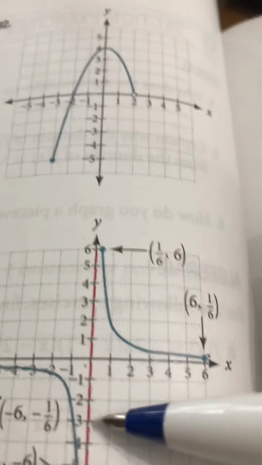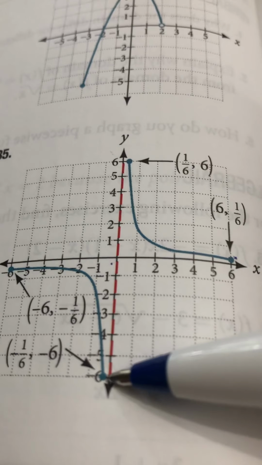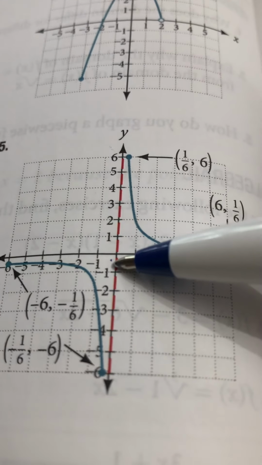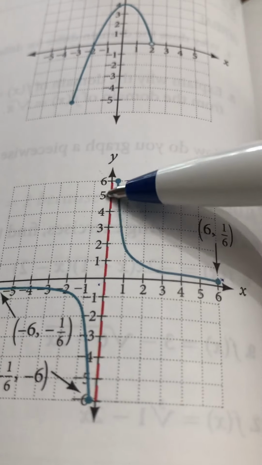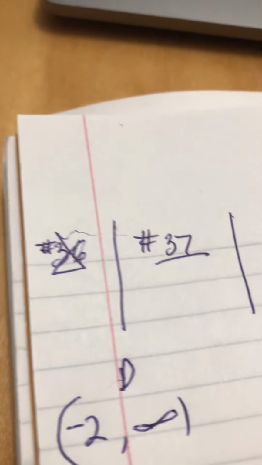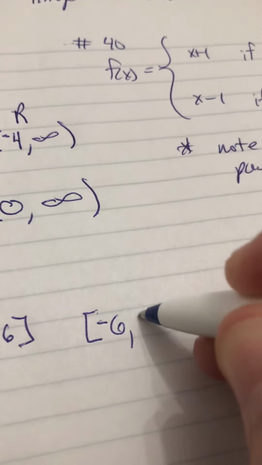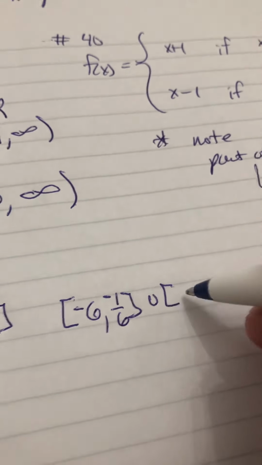Okay. Now the range will be the y values, and we work from low to high on the y values. So we're starting at -6, and we're traveling up to -1/6. And then we have a gap, and then we pick up at 1/6, and we head up to +6. So it actually works out that our range has the same set of numbers as our domain.